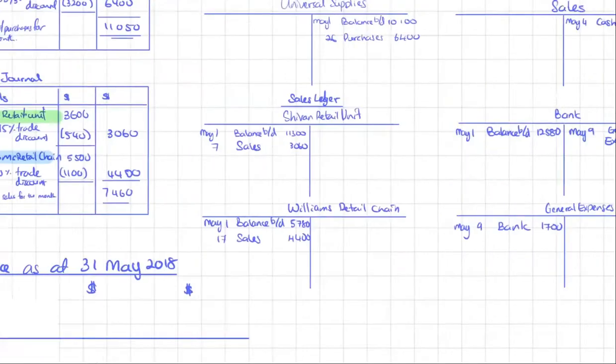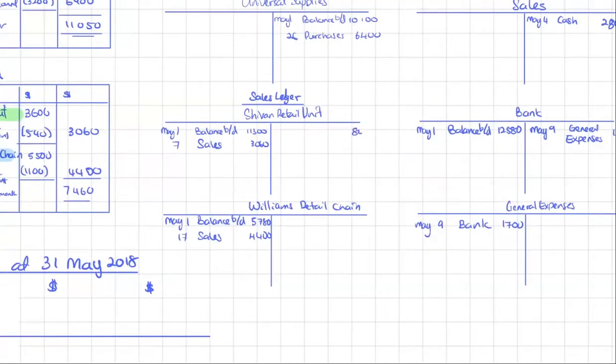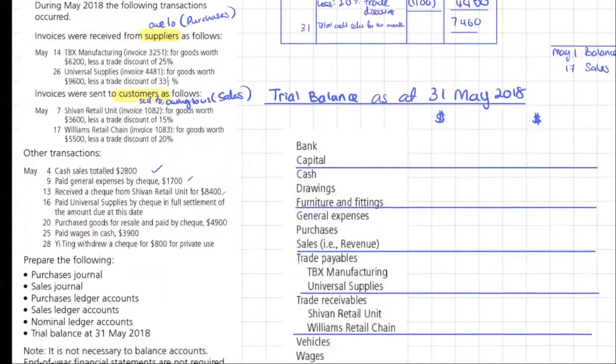So just gonna go Shivan retail unit 8,400. Received on May 13th. Bank. And then bank gonna write 8,400. Shivan retail unit. 13. Good. Paid universal supply by check in full settlement amount due at this date.